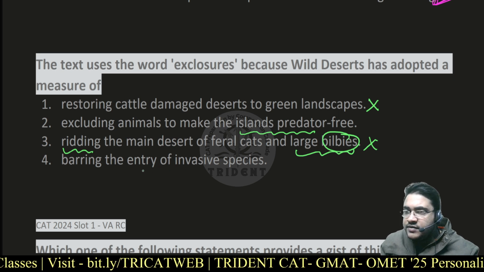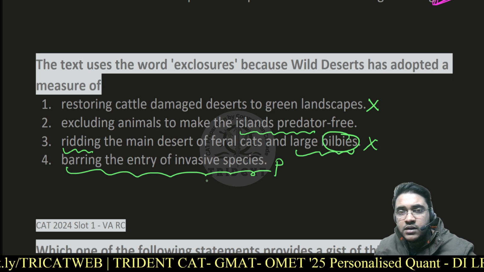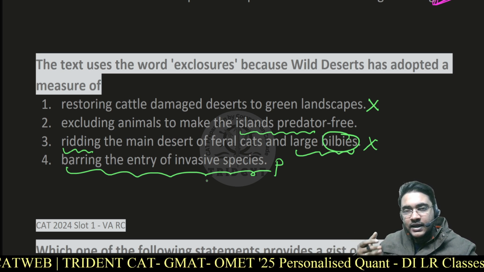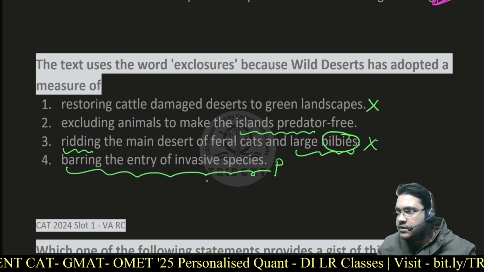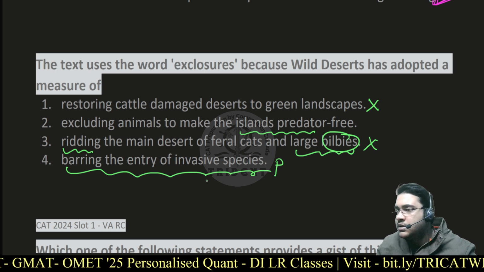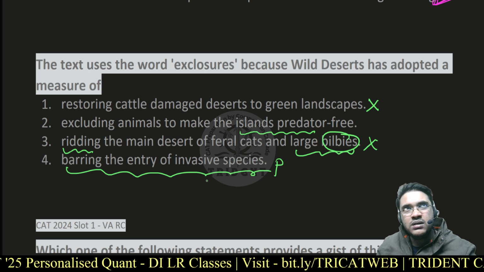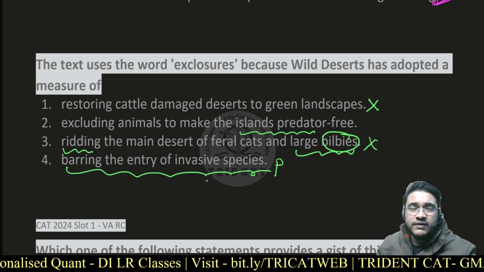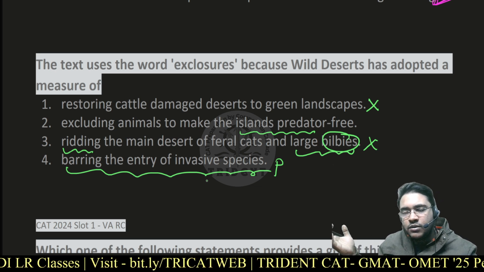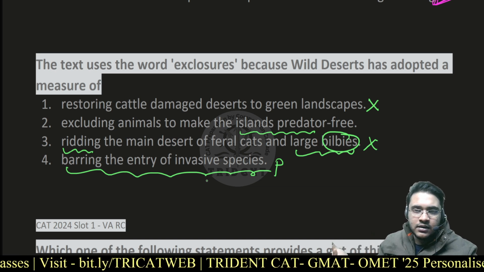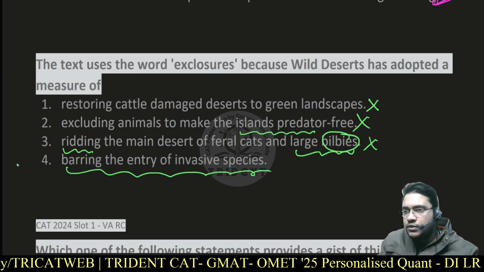Barring the entry of invasive species. Now invasive species, I am calling it a possible contender only because invasive rabbits and feral cats are barred to some extent because of these exclosures. So that is one of the things. And excluding animals to make the island predator free. If they would have been looking to make the island predator free, they would have just taken all of the cats out. Why are they even saying that they are sharing this thing with this thing? So definitely not. So the correct answer choice would be option number 4.